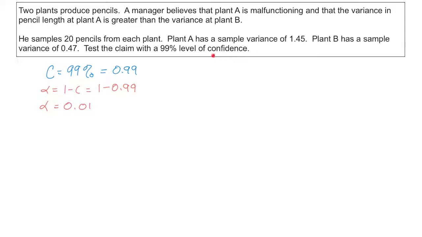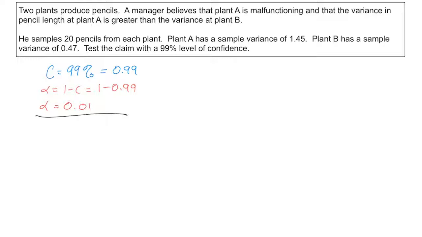Our level of significance was not given in this problem. Instead, we were given the level of confidence. If you're given this, then you must convert it to a level of significance. Later on, when we use the F distribution table, we're going to have to make sure that we're using the correct table for alpha equals 0.01. So that's step 1.